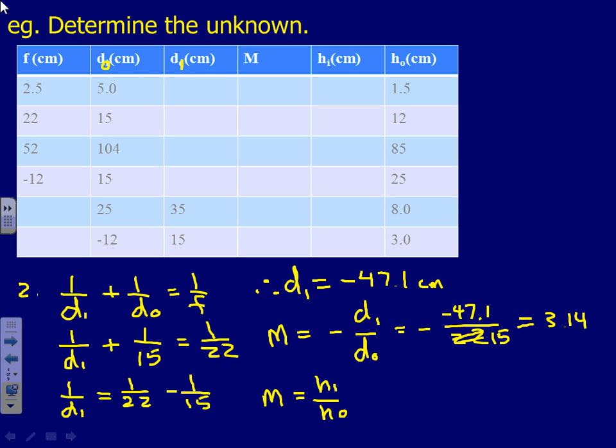So, we're going to have here 3.14 equals hi. That's what we want to find. And what was the height of the object? 12. So I'm going to bring that up there and multiply it. hi equals. What do you got? 37.7?